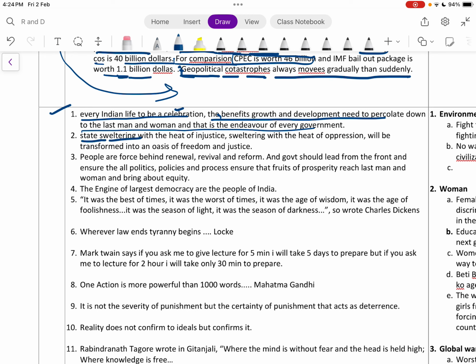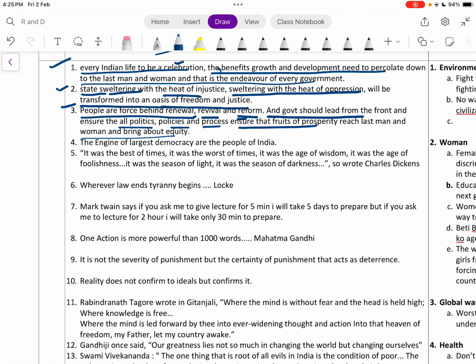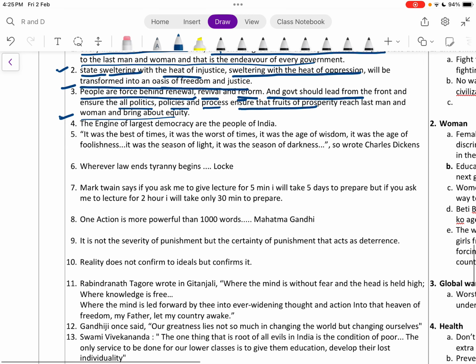States sweltering with the heat of injustice, sweltering with the heat of oppression, will be transformed into oases of freedom and justice. People are the force behind the renewal, revival, and the reforms, and the government should lead from the front and ensure that all politics, policy, and processes ensure that the fruits of prosperity reach the last man and woman, and bring about equity. The engine of the largest democracy are the people of India.